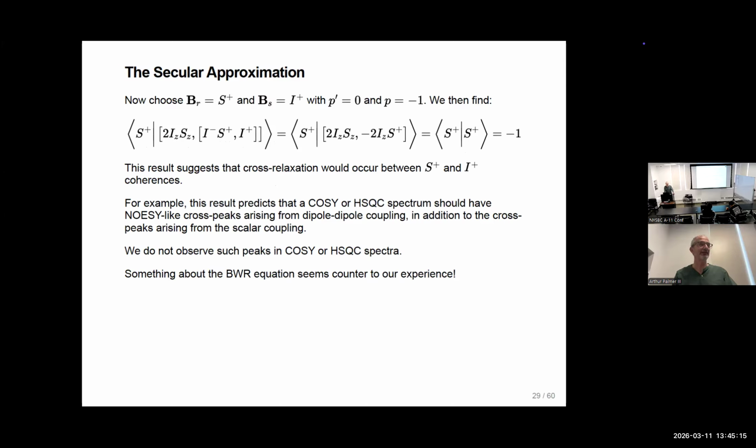So that also suggests there's going to be some kind of relaxation effect. This isn't 0. And I would interpret this then as cross relaxation between S plus and I plus. Just like I would interpret cross relaxation between IZ and SZ as the nuclear Overhauser effect. Here, I would interpret the result of this calculation as being that there's cross relaxation between I plus and S plus.